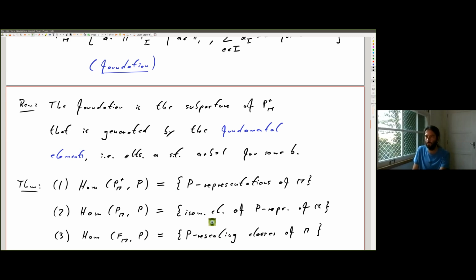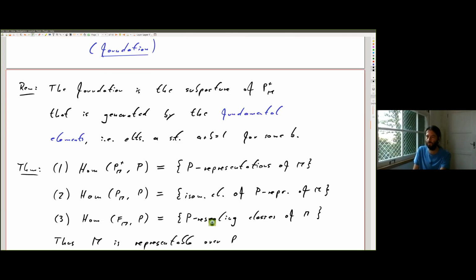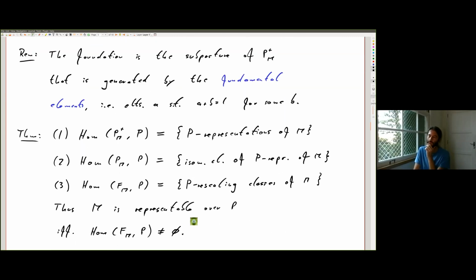But this has the following important consequence, which is kind of the main argument for many applications. Namely, the matrix M is representable over P if and only if there's a homomorphism from Fm to P, a pasture homomorphism. So the homomorphism set is non-empty. Sometimes we need to get a hold of how many homomorphisms there are when we want to do uniqueness arguments, but mostly we just care if the set is empty or not, if there's a homomorphism or not.